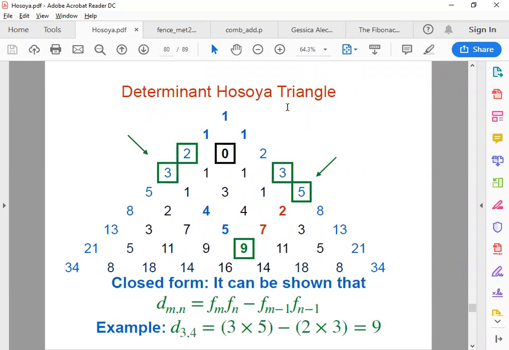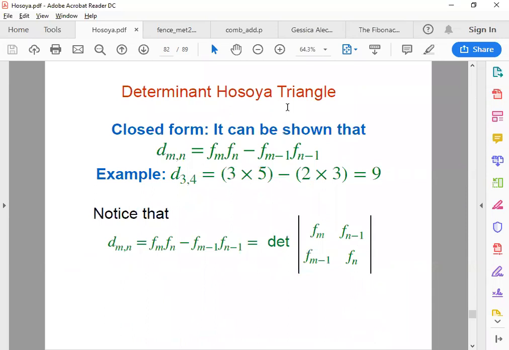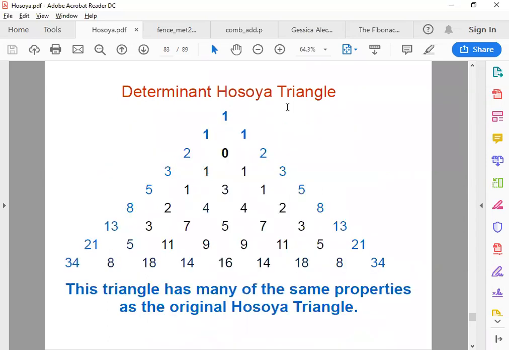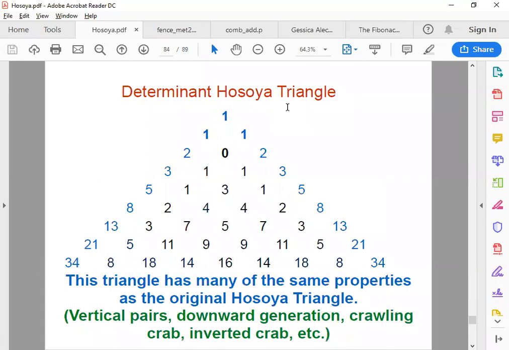And he agrees. What the numbers inside the triangle are counting, with Fibonacci numbers on the border, is a product of Fibonacci numbers minus another product of Fibonacci numbers, okay? They call it the determinant Hosoya triangle because if you put your Fibonacci numbers in a little matrix, it's the determinant of that 2x2 matrix. This triangle has many of the same properties as the original Hosoya triangle. You can check for yourselves.